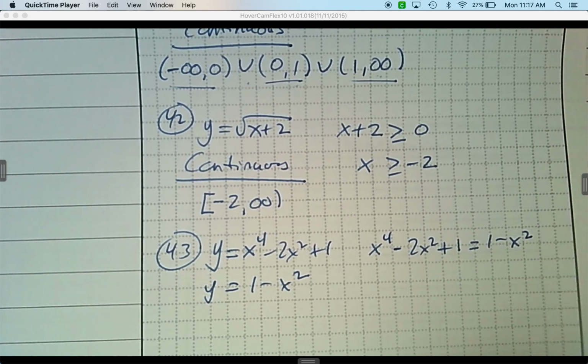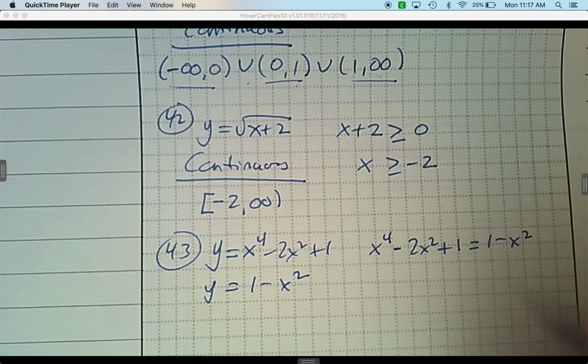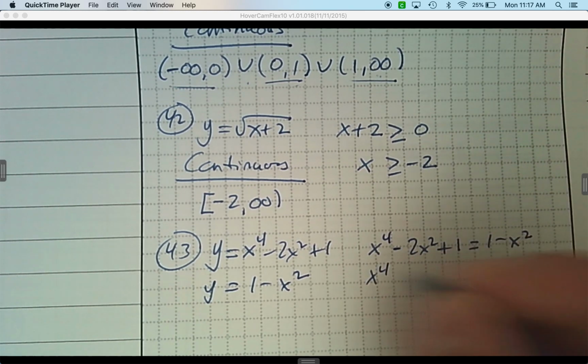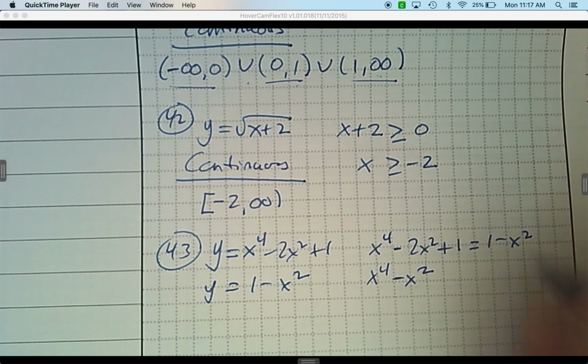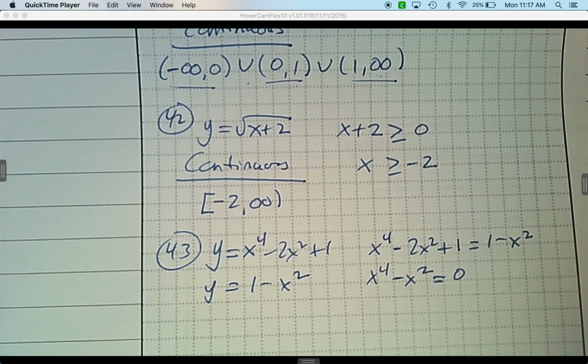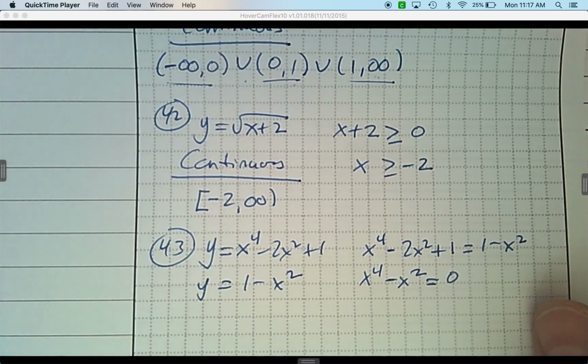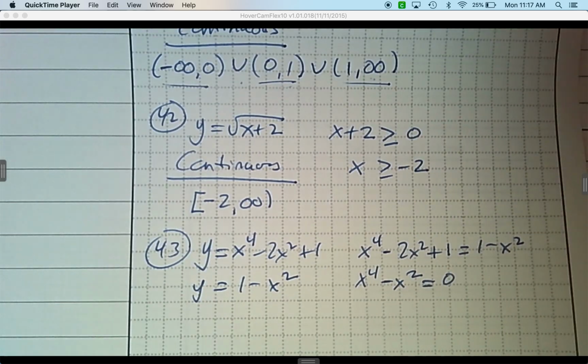I'm going to combine like terms. So I'm going to add x squared. I want to keep the power term positive. So when I factor, I want that power term to be positive. So add x squared, that's negative 1x squared. And if I subtract 1, they eliminate. So that's all I got. And now it's equal to 0. Once it's equal to 0, now I can factor and do some solving.